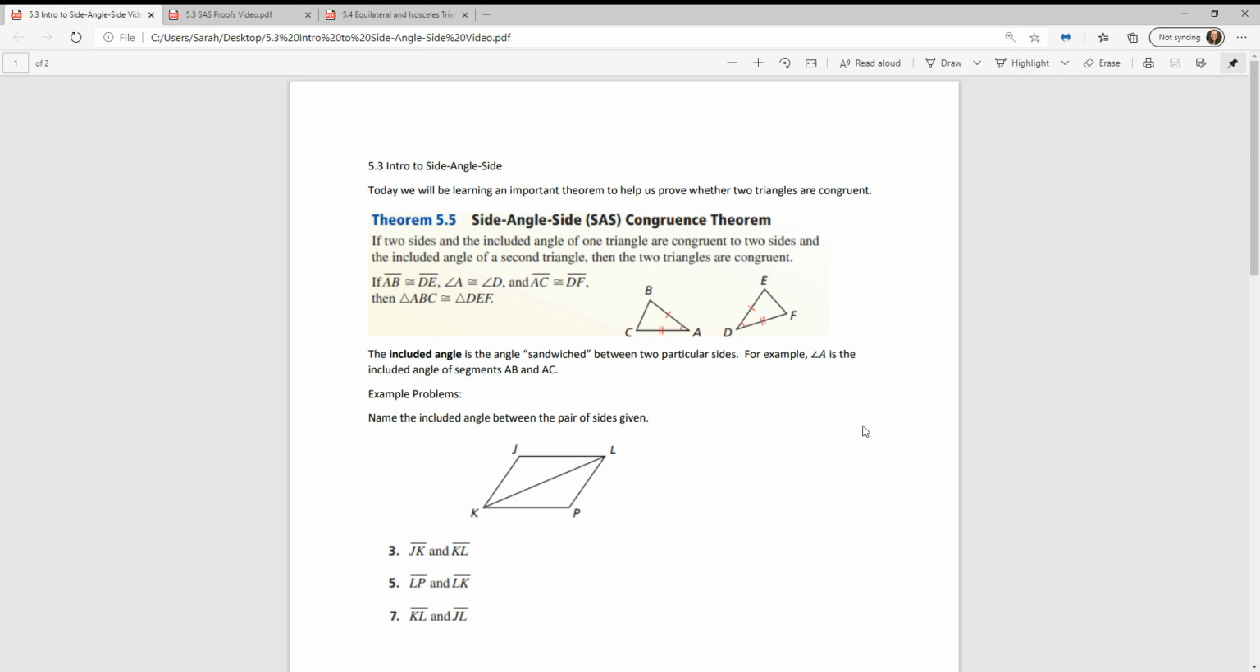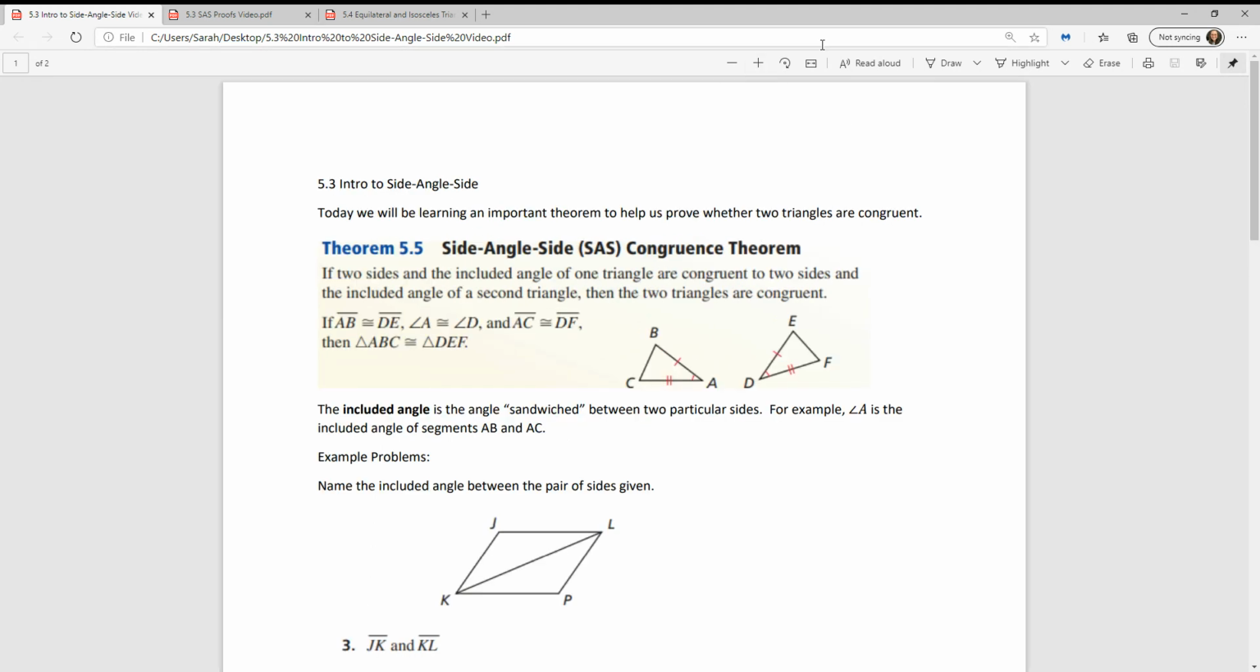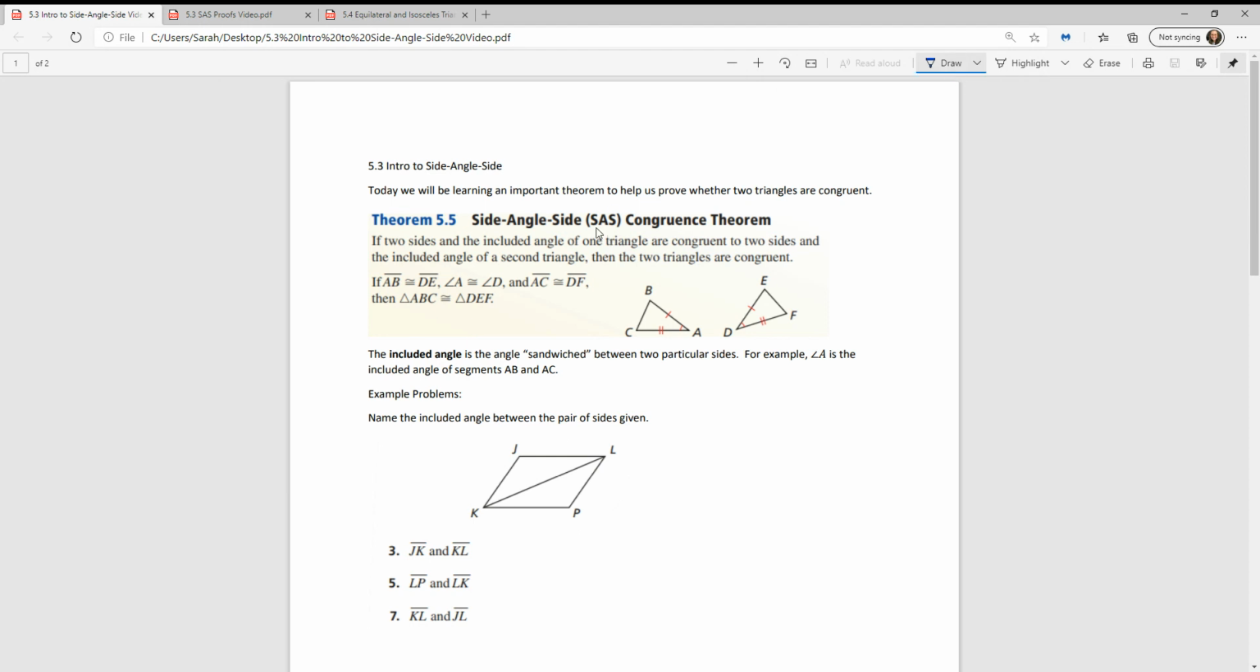Hello. Today we're going to be talking about an important theorem that we will be using to help us prove whether or not two triangles are congruent, and that's the side angle side congruence theorem. Side angle side is kind of a mouthful, and so sometimes instead of calling it side angle side, we will call it SAS. So side angle side or SAS are the same thing.